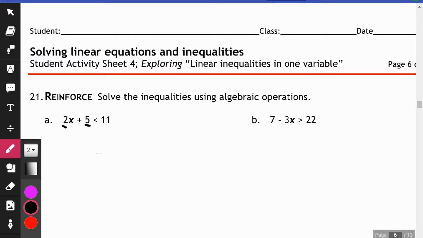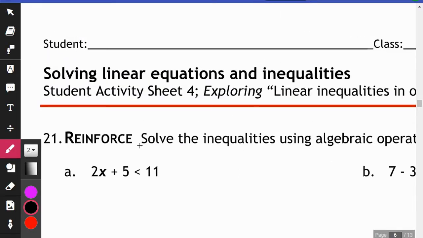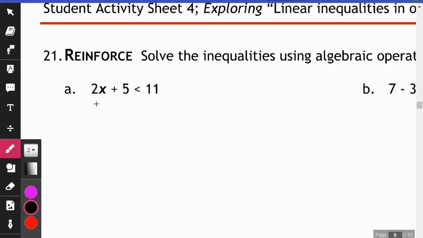5, 4, 3, 2, 1. All right. You had your chance. I'm going to get rid of the 2 and the 5. Oops, Control Z. I'm going to get rid of the 5 first. That's going to leave me with 2x over here. And 11 minus 5 is 6.